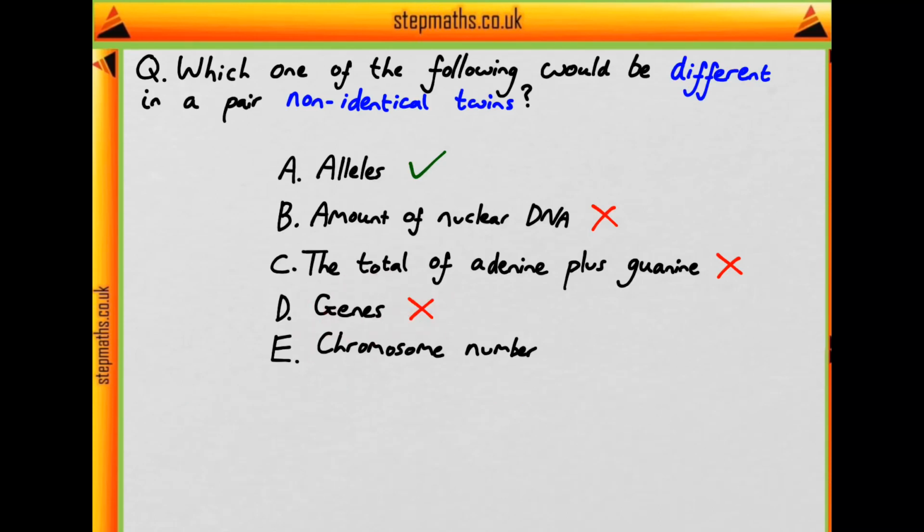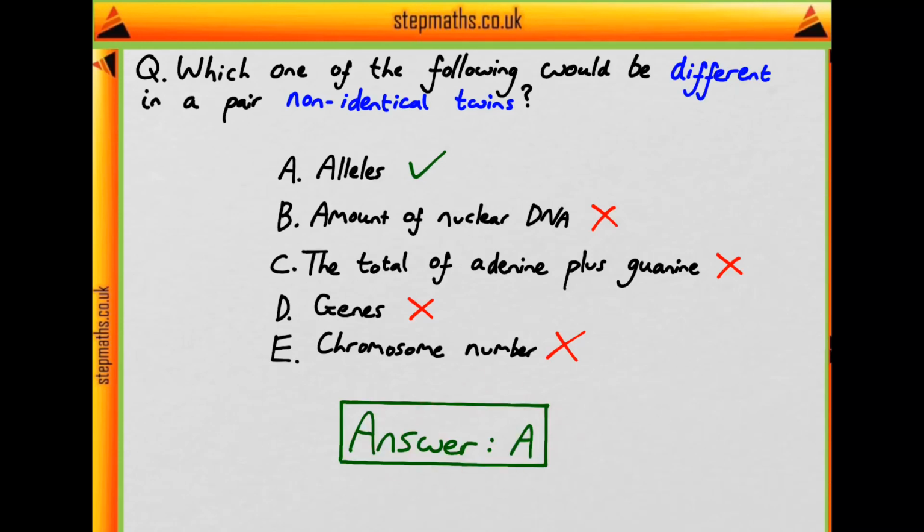Next, we know that the twins must have the same genes, and all humans have the same genes. It's just the alleles of these genes which are different between different people. And both of these twins will have a chromosome number of 46, that is 23 pairs of chromosomes, and the only case in which they wouldn't have the same chromosome number is if, say, one of the twins had a syndrome such as Down syndrome, in which they have gained an extra chromosome, but we're assuming this is not the case. And so our answer is A, alleles.